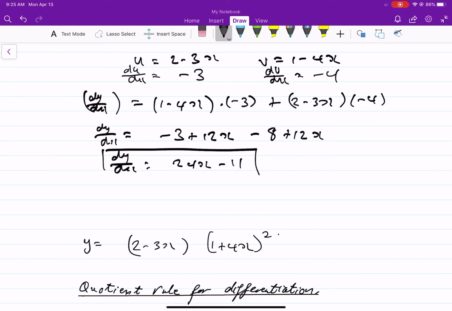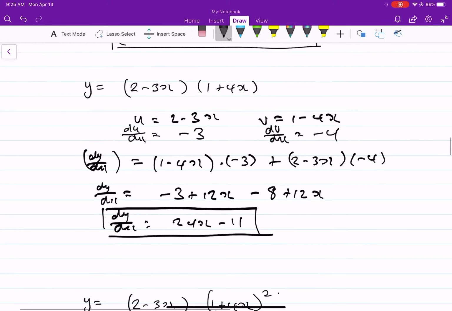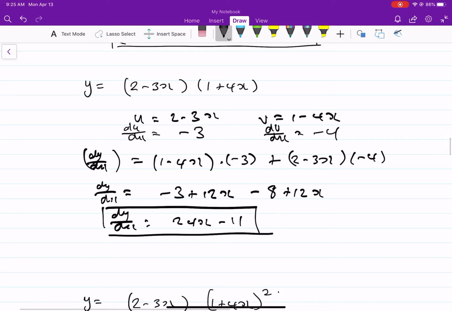Let's check it using the other method. Remember, I didn't have to use the product rule in this particular example. I could have just expanded the brackets. So let's see if that works. Check. Let me write back y is equal to 2 minus 3x times 1 plus 4x.